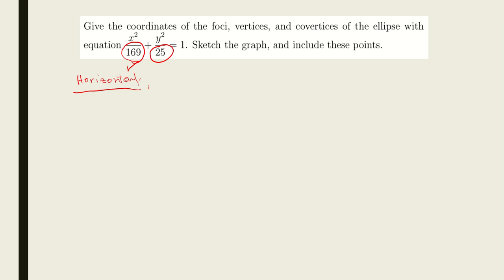Take note that in finishing our properties, we need the value of a, the value of b, and the value of c. So we know that a squared is equal to 169. We also have another given, which is b squared, and that is equal to 25. If you solve for a, that is equal to 13 because the square root of a squared is simply a, and that is 13. And the square root of b squared is equal to 5.